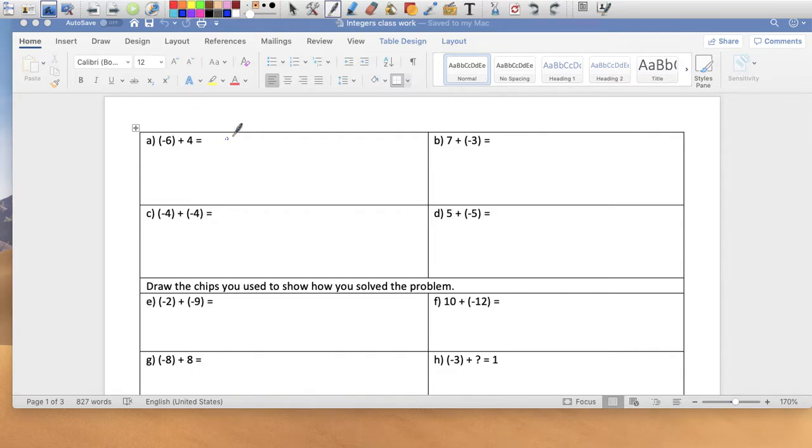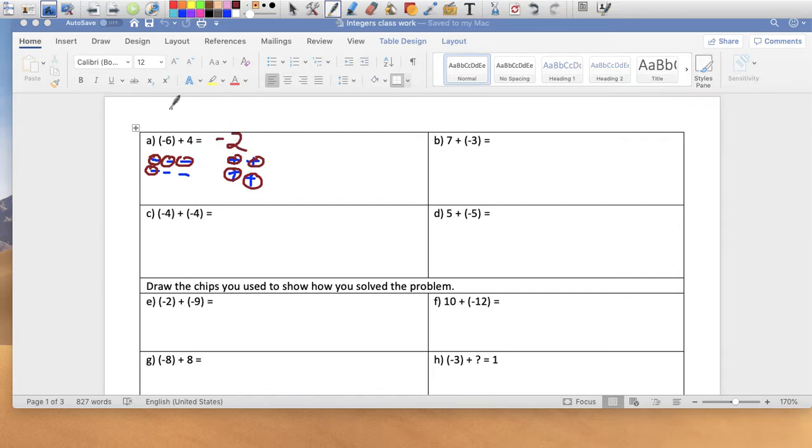So -6 and +4. I'm going to draw it out just for a few of them. So 1, 2, 3, 4, 5, 6. I don't have chips, so I'll use this. And then I have 4 positives over here. I can make 0 pairs, right? I can take this guy with this guy, this guy with this guy, another 0 pair of these two, another 0 pair with these two. As you can tell, I'm going to have 2 negatives left. So the answer to this is -2.